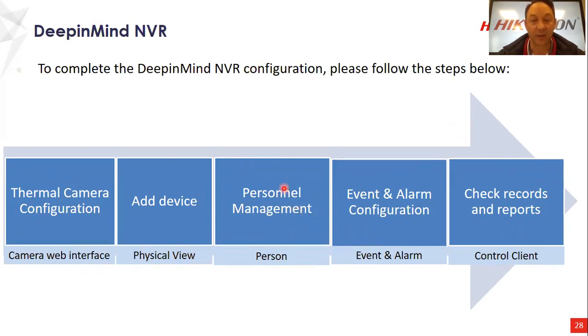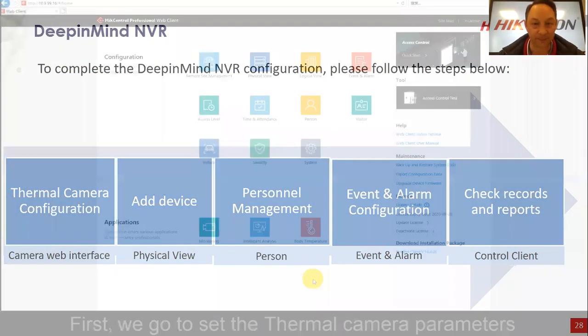We're going to do personnel management, which we can do again under the person button, like we saw on the access control side. Event and alarm is very similar to all the other alarms we set up, and then to check the records and reports, we'll do that from the control client side. All right, let me take you through the configuration.